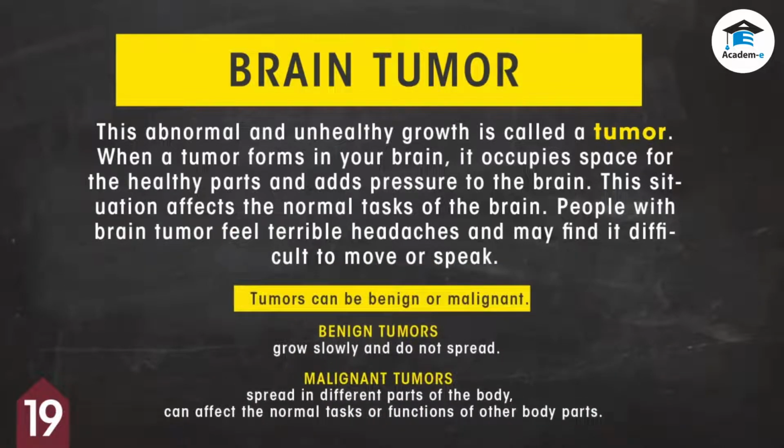Tumors can be benign or malignant. Benign tumors grow slowly and do not spread. Malignant tumors spread in different parts of the body. These dangerous malignant tumors can affect the normal tasks or functions of other body parts.